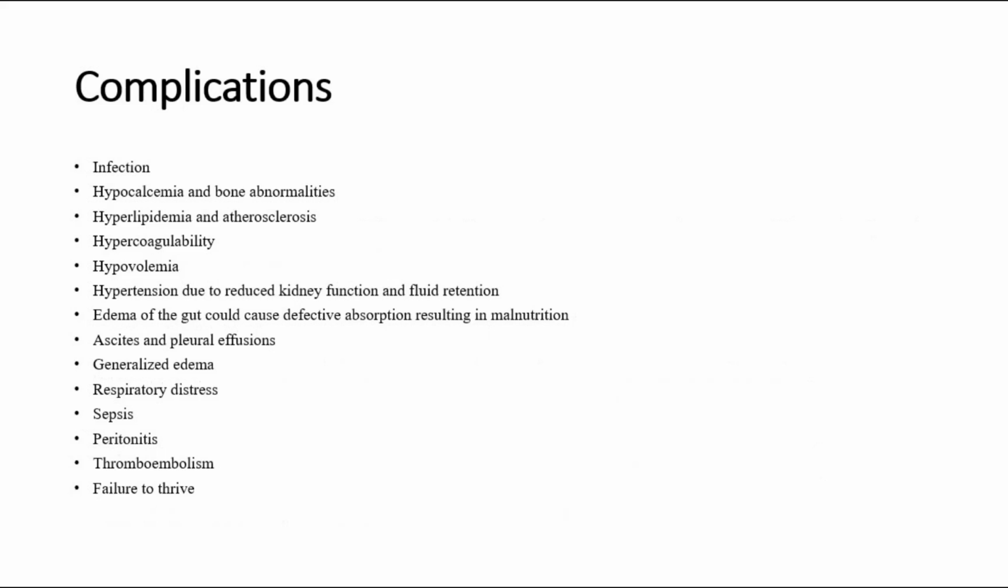The complications of nephrotic syndrome include infection, hypocalcemia and bone abnormalities, hyperlipidemia and atherosclerosis, hypercoagulability, hypovolemia, hypertension due to reduced kidney function and fluid retention. Edema of the gut could cause defective absorption resulting in malnutrition, ascites and pleural effusions, generalized edema, respiratory distress, sepsis, peritonitis, thromboembolism, and failure to thrive.